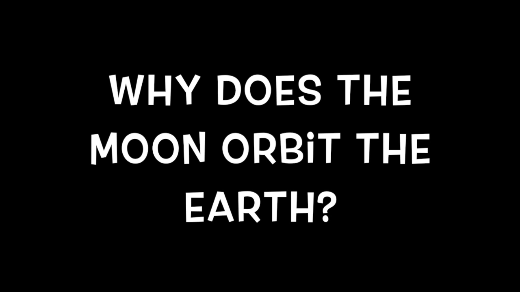Why does the moon orbit the Earth? The simple answer is gravity. Smaller objects are pulled towards larger objects, which means that the moon is pulled towards the Earth and the Earth is pulled towards the sun. These two pulls keep the moon orbiting the Earth.